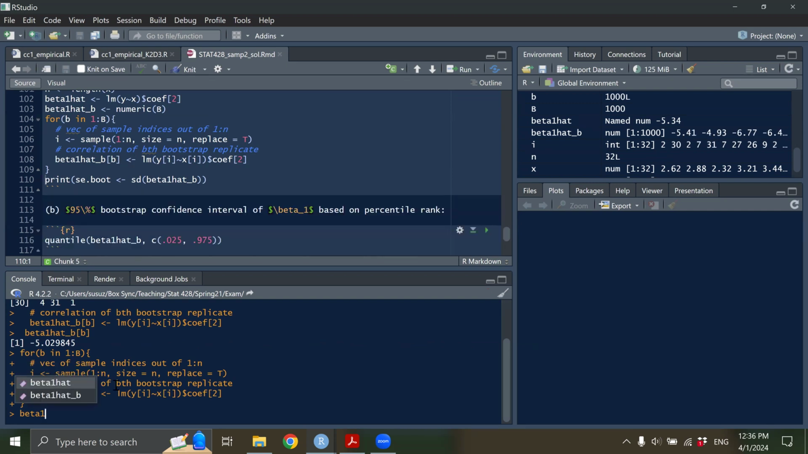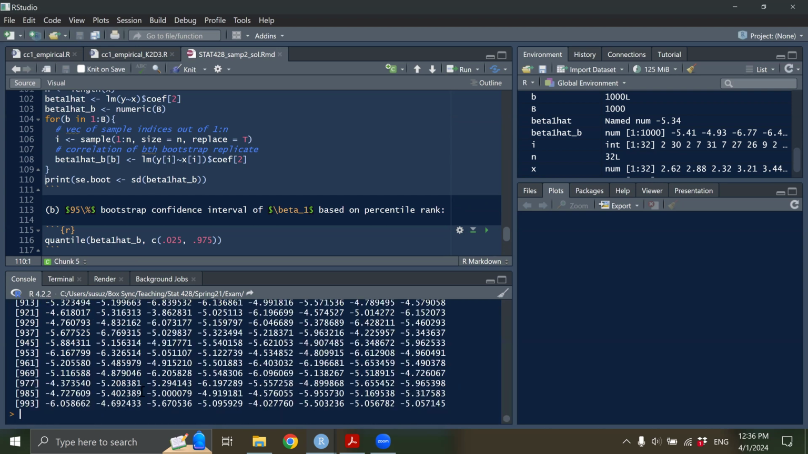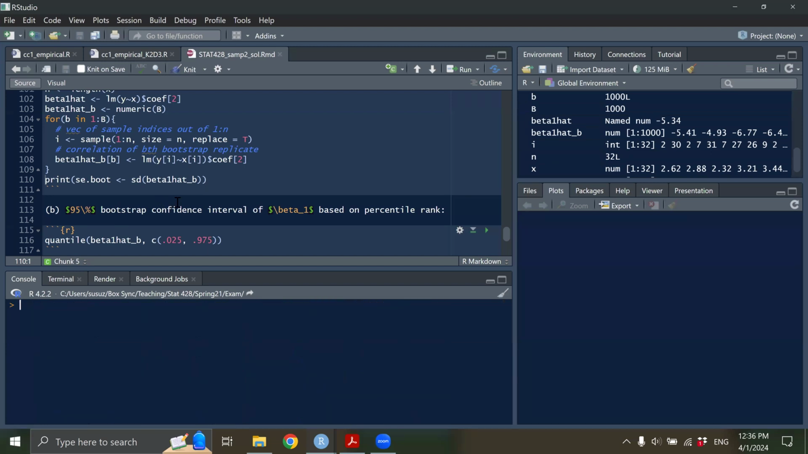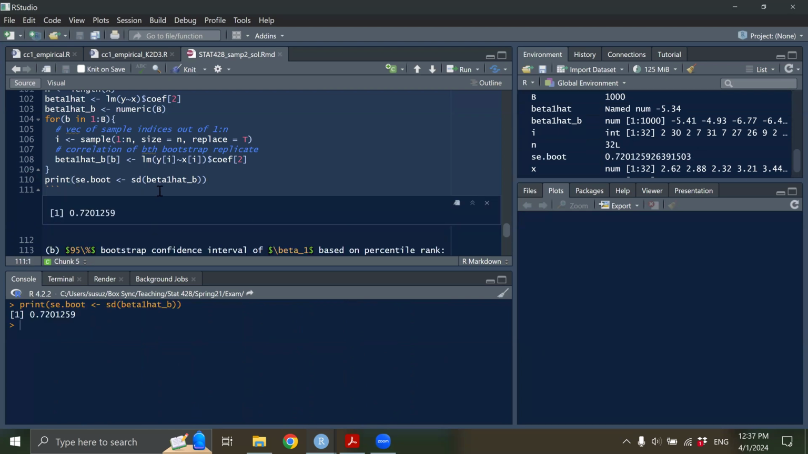Your beta 1 hat B. You can see that it contains a total of 1,000 slope estimates, each of them using a slightly different data set that's a resample from the original. Once you have this, you can get all sorts of byproducts. For part A of this question, you get the standard error estimate. In this case, you can just take the standard deviation of these 1,000 bootstrap replicates, and that gives you a standard error estimate of about 0.72, which is actually a little bit different from what you get from the regression output.